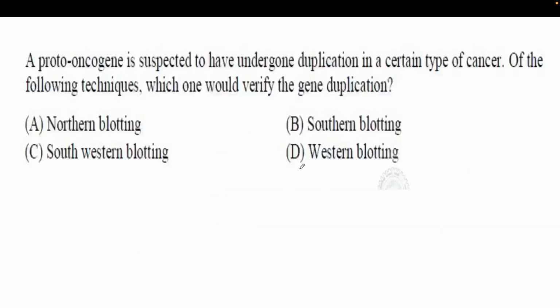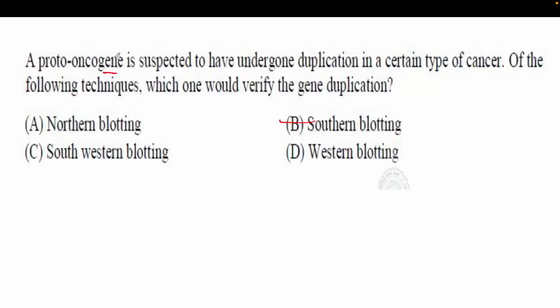Related to this, one question has been asked: a proto-oncogene is suspected to have undergone duplication in a certain type of cancer. Of the following techniques, which one would verify the gene duplication? Northern blotting, southern blotting, southwestern blotting, western blotting. The correct answer will be southern blotting, because here it is asking about the gene level, not the transcript level, right?